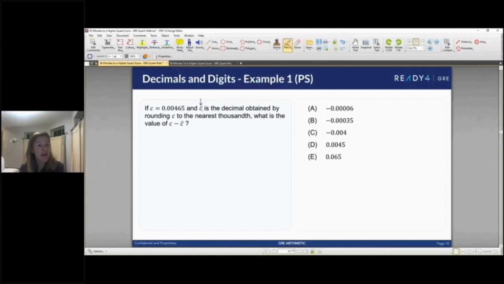So here they've made up a math operation called C dot, and they're telling us that C dot is what you get when you round C to the nearest thousandth. So for example, let's say that our number C is 0.0015. Well then, C dot is going to be the decimal obtained by rounding C to the nearest thousandth. So what would C dot be equal to?